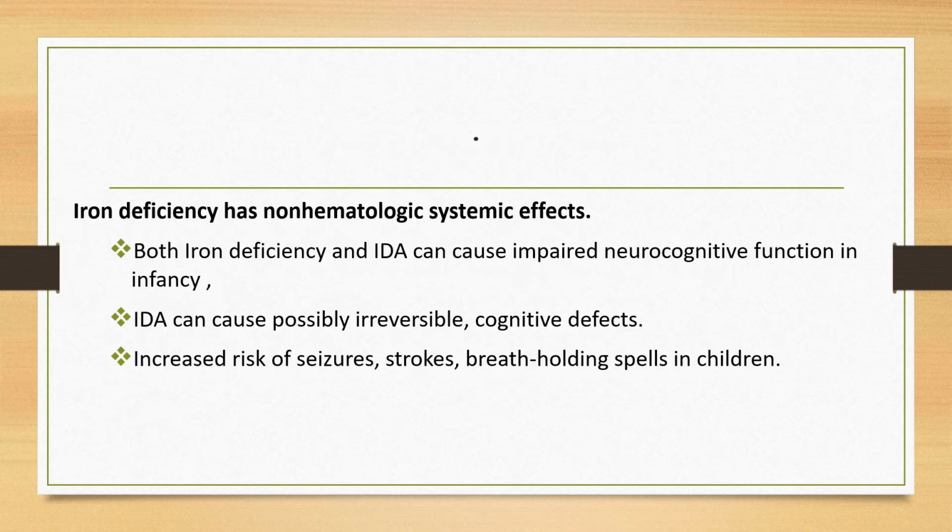Iron deficiency also has non-hematologic systemic effects. Both iron deficiency and iron deficiency anemia can cause impaired neurocognitive function in infancy. Iron deficiency anemia can cause possible irreversible cognitive defects. There are also some studies showing increased risk of seizures, strokes, breath holding spells, and the like in children with iron deficiency and iron deficiency anemia.